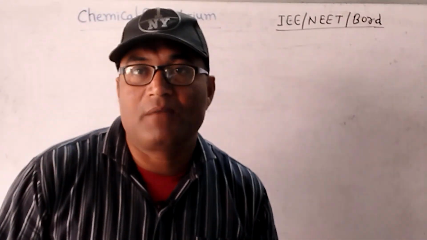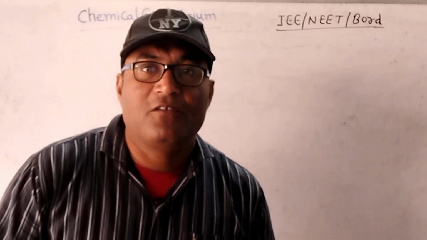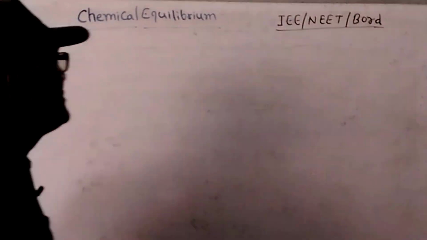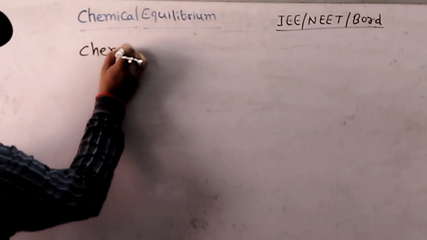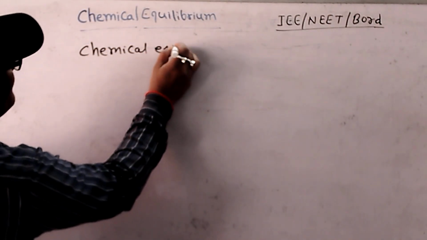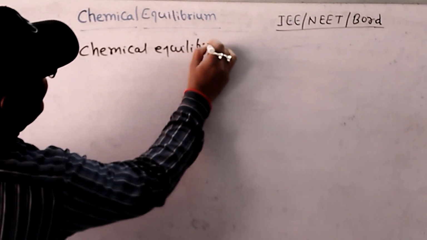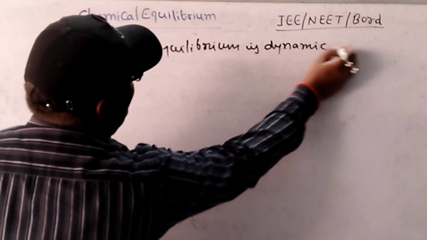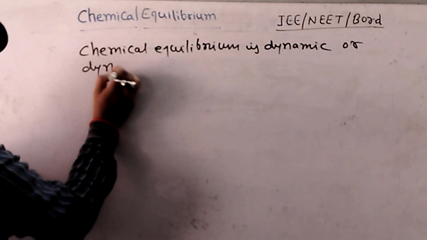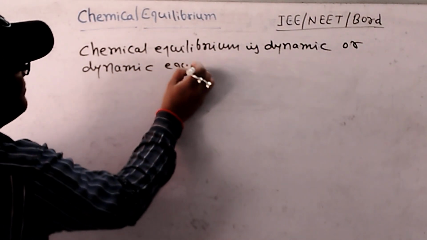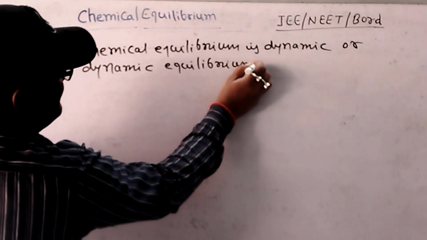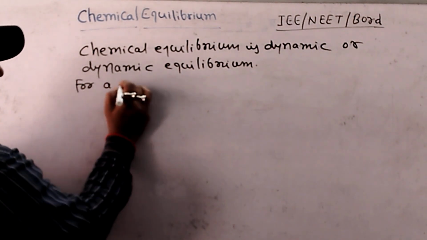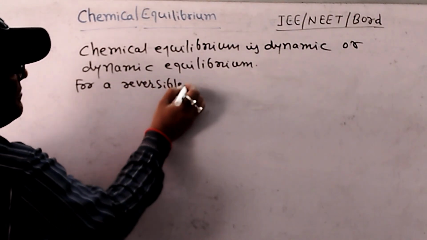Now we will discuss chemical equilibrium. Chemical equilibrium is dynamic, so we can say chemical equilibrium is dynamic equilibrium. Finally, we can write: chemical equilibrium is dynamic equilibrium.